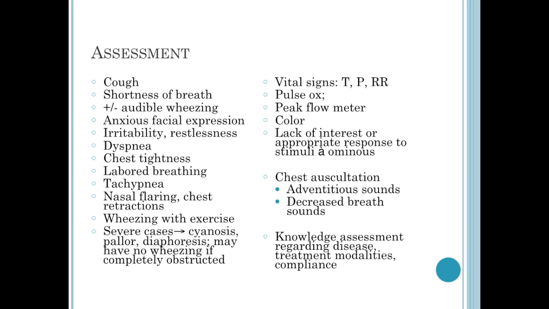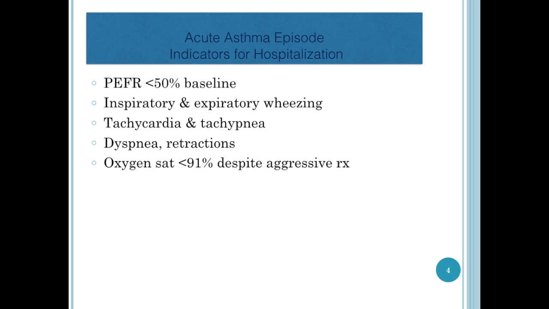Depending on how bad an asthma attack is when they come in to see you, we also want to assess the knowledge that the parents have about asthma, and what does the child know also, what treatment modalities have been used, and how compliant have they been with the treatment, as well as using the peak flow meter to indicate that they're starting to have a bad day. Indicators that we're going to hospitalize a child is if their peak flow result is less than 50% of what we expect.